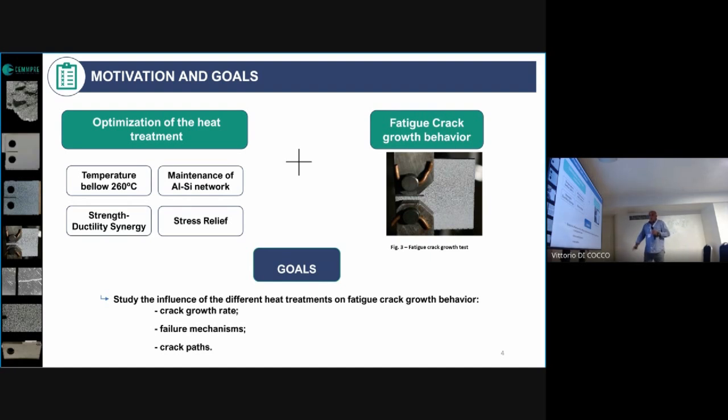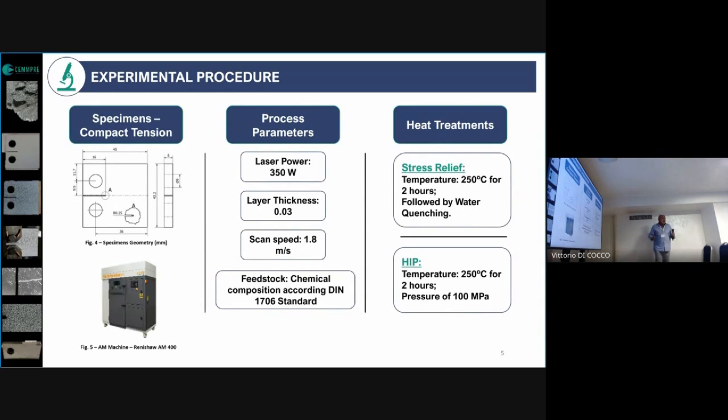So we will get the crack growth rates, to see some failure mechanisms, and to analyze some crack paths. The specimen is a typical one. It's a CT specimen according to the AlSi10Mg standard.